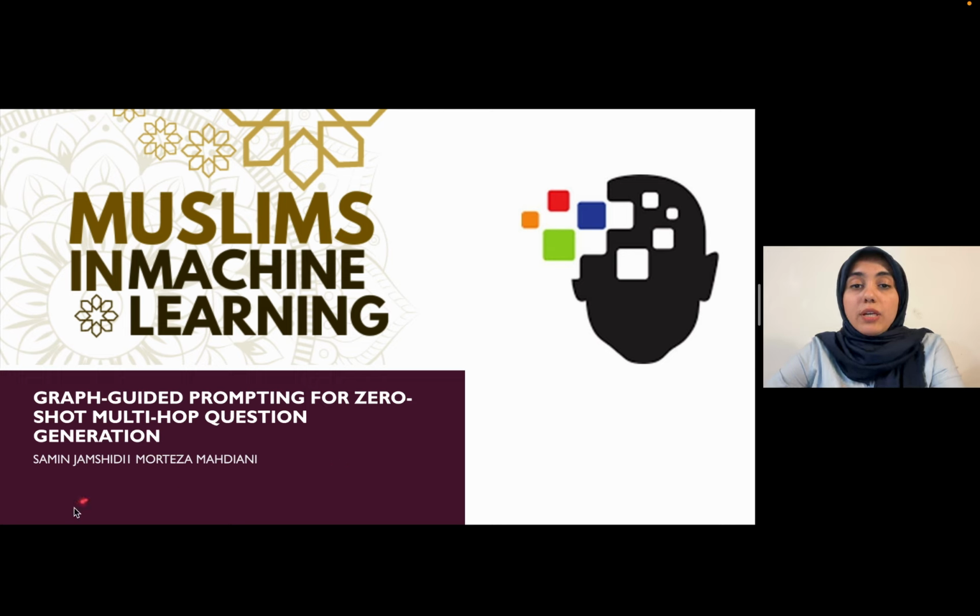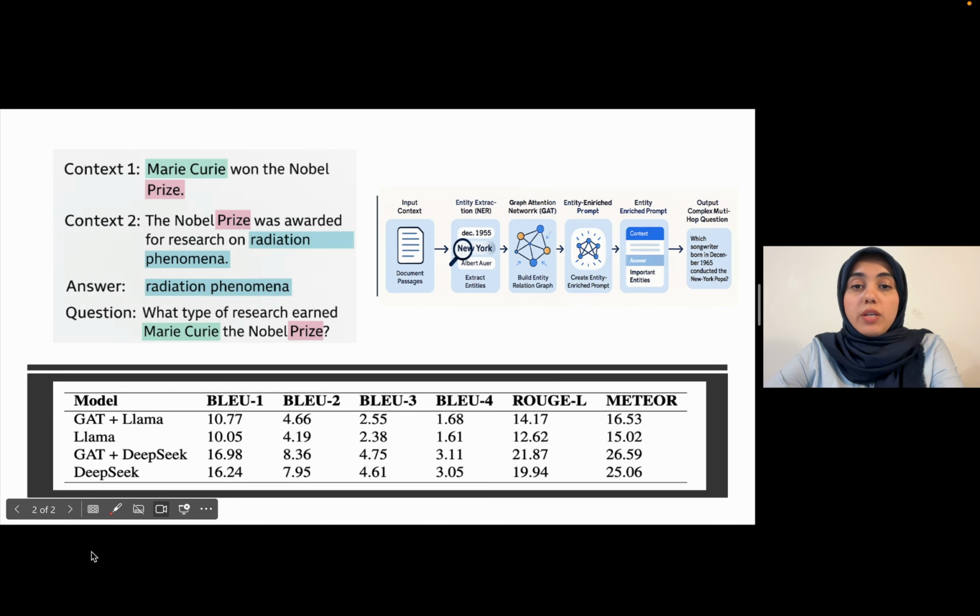In this work, we address the task of multi-hop question generation, where the goal is to generate a question that requires reasoning over multiple pieces of context. For instance, if the answer is found in paragraph 2, but to ask a meaningful question, we also need information from paragraph 1, then the model must combine both pieces of evidence. This type of reasoning goes beyond simple single-hop question generation and makes the task significantly more challenging.